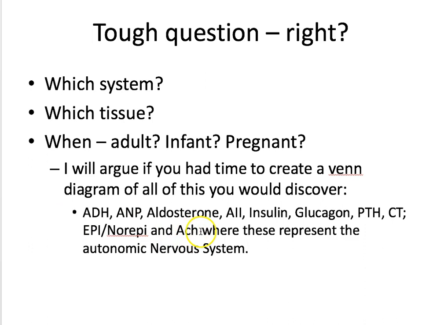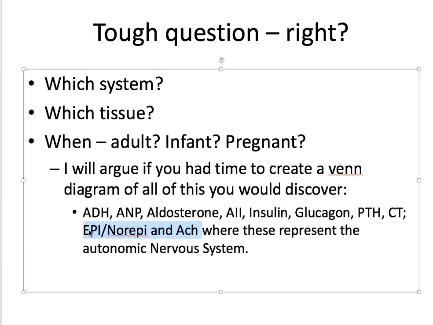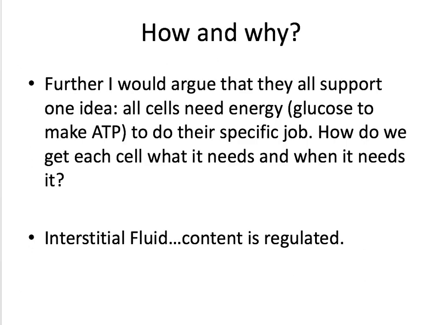And notice that, again, I'm saying this in the sense that they're regulating the autonomic nervous system. Okay? Well, why? Well, the how and the why, I would argue that they support one idea. All cells need energy, and they need that glucose so that you can make ATP so they can do their specific job. How do we get each cell what it needs and when it needs it? We have to understand that if you are a bag of salt water, it's that interstitial fluid content that is regulated. Okay, now, this is almost too much in the way of, hey, you should understand this by now, but if you don't, I'm hoping you're listening to the fact that homeostasis is regulated at the interstitial fluid levels.